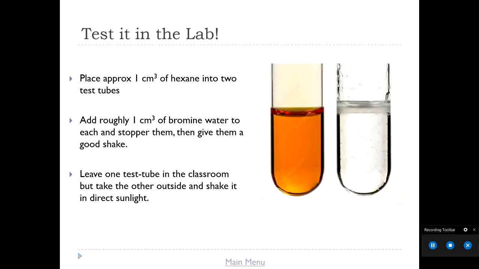But if you leave one test tube in the classroom and take the other test tube outside and shake it in direct sunlight, the bromine will initiate the free radical substitution process. The bromine will break apart into free radicals and react with the hexane in the tube. Because the bromine is reacting, the orange color of the water disappears as we form bromohexane, whereas in the classroom, the orange color will remain because the bromine does not undergo homolytic fission due to not being exposed to ultraviolet light.